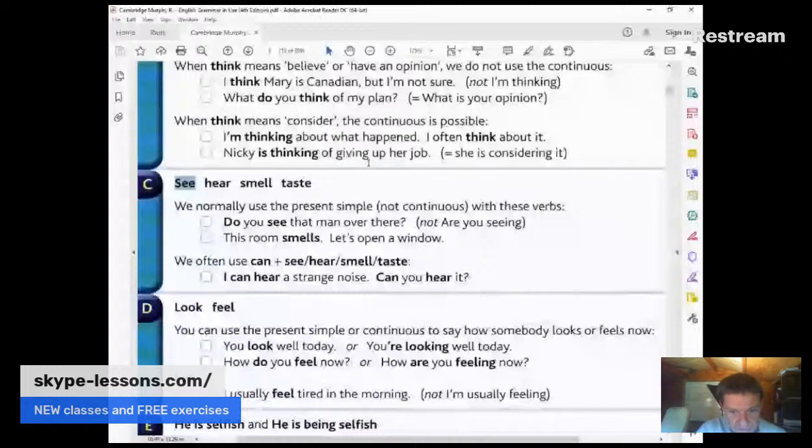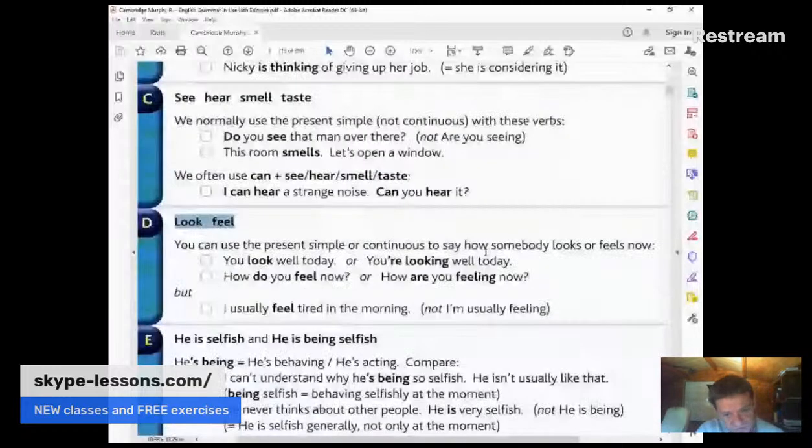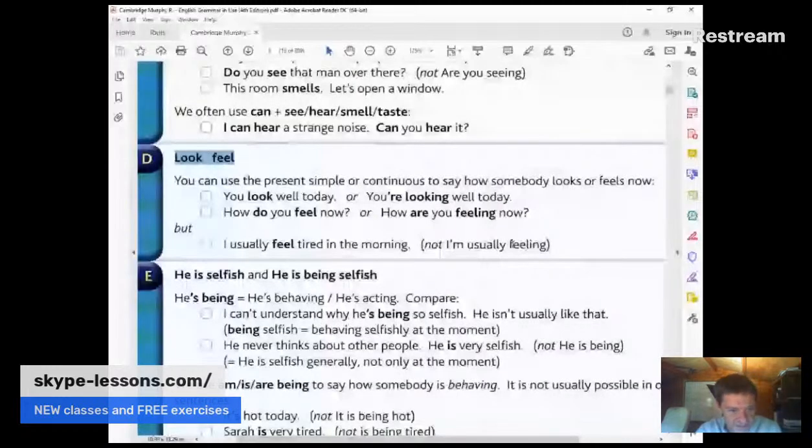Look and feel are dynamic or stative, just like live and work are dynamic or stative. And this means you can say I live here or I'm living here. You can say you look well today or you're looking well today. You can say I feel great or I'm feeling great. So those four verbs, look, feel, work, and live, often there's no difference between the simple or the continuous because they're both dynamic and stative.